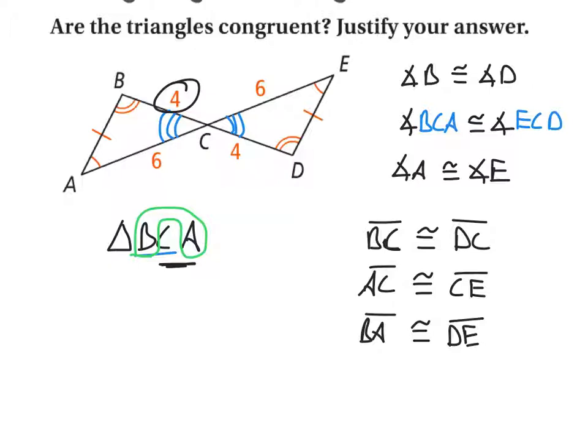So yes, we have our 3 sets of congruent angles. We have our 3 sets of congruent sides. So by the definition of congruent figures, these are in fact congruent. We need to write a congruence statement. Triangle BCA is congruent to triangle what? DCE. It's easiest to look at your angles. Your angles will tell you what to call it.